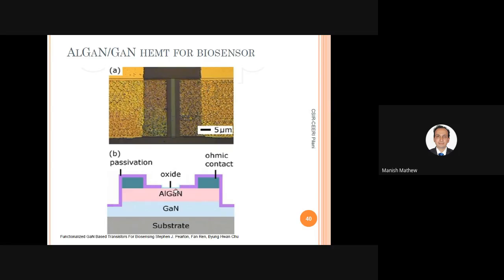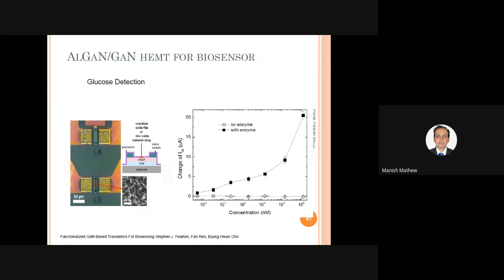So what we do is we make a sensor out of this type of device. So this is a sensor or a biosensor. This is used for glucose detection, or sugar detection, for diabetes. Now this is your HEMT device. So here is your source, here is your drain, and here is the area where the gate is. And in this gate, what we have done is we have put these nanorods. So here it can be a zinc oxide nanorod array or scandium oxide film.